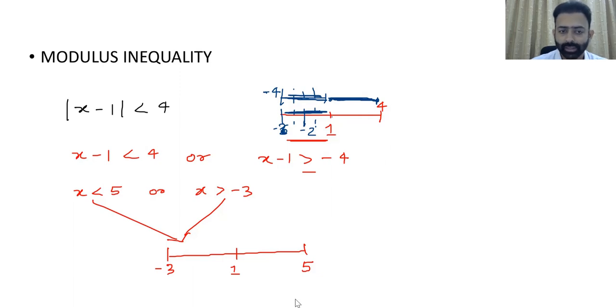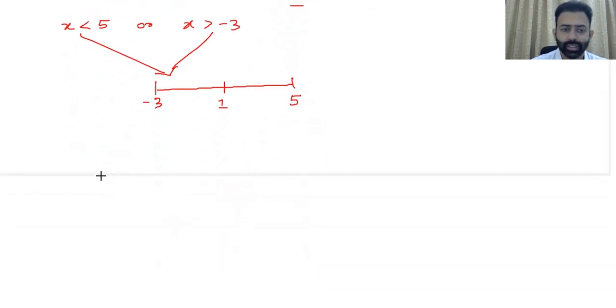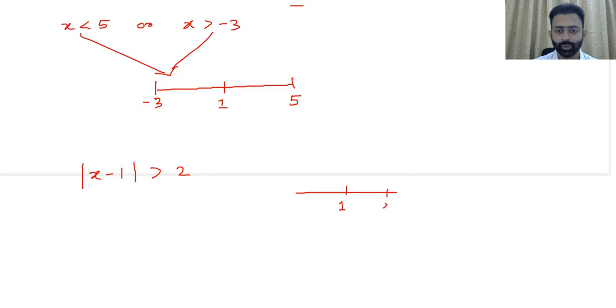Similarly, if I take another case, instead of less than, if I say mod of x minus 1 is greater than 2, this time understand that my starting point is 1 and I'm moving a distance greater than 2, not less than 2, greater than 2. So either I am moving towards right direction or I will move towards left direction. Here is your number line, this is your starting point 1, this is your 2, so either I will move greater than 2, right, and this is less than this point.